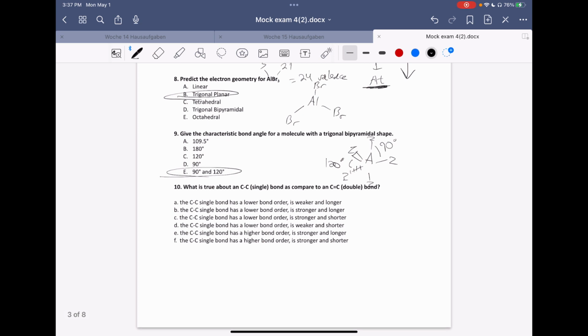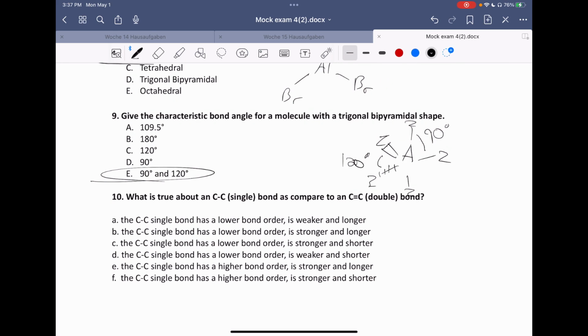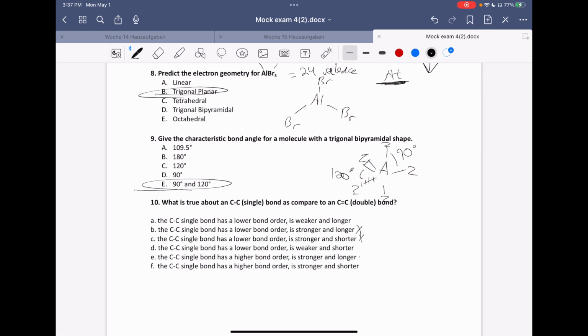What is true about a C-C double bond as compared to a C-C double bond? So we know that double bonds are stronger, so we can automatically rule out any ones that say the opposite of that. So the C-C bond is weaker, so we can cross out these ones where it says it's stronger. And then we also know that because C-C bonds are stronger, that means that they're holding the two atoms in that bond stronger. So that's going to be a shorter bond. So then the answer is going to be D.